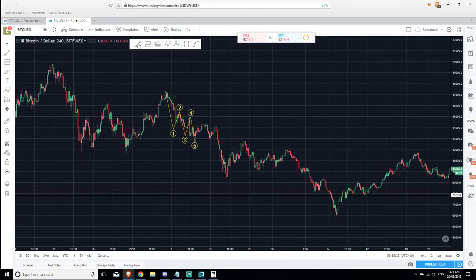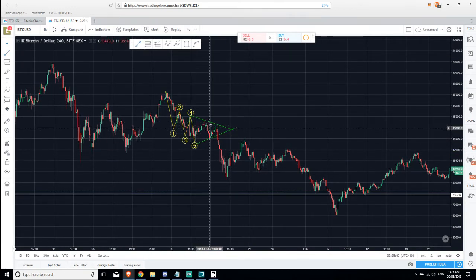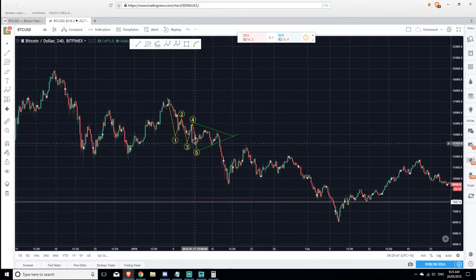And then straight away we move into a triangle. I spot a triangle straight away. 1, 2, 3, 1, 2, 3, 1, 2, 3, 1, 2, 3. A, B, C, D, E. And then A, B, C, D, and then we break out on E.